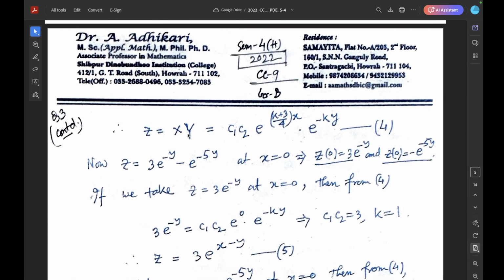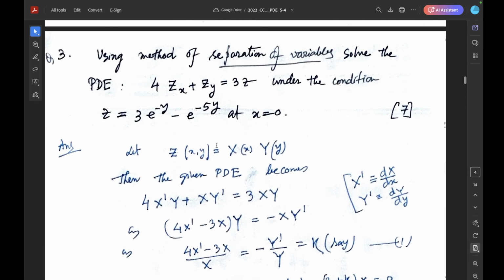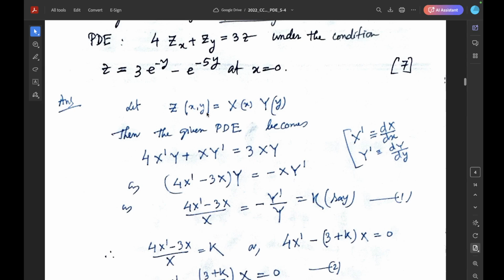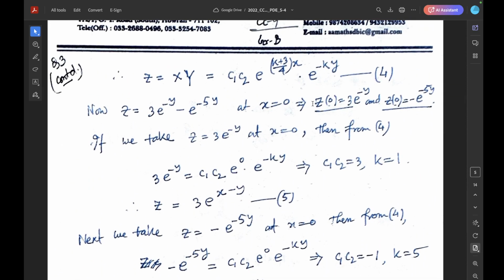Now z = X times Y. So this is equal to C1 C2 e^((k+3)/4 x) times e^(-ky), this is 4. Now it is given that z = 3e^(-y) - e^(-5y). This is the given condition: at x = 0, z is equal to this. We can take z equal to each of these terms.